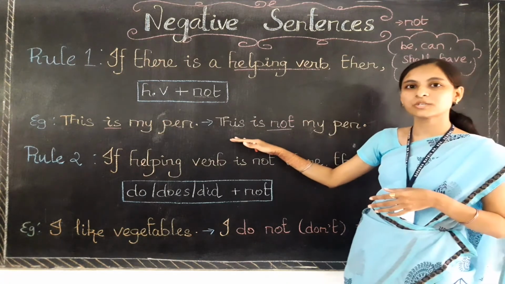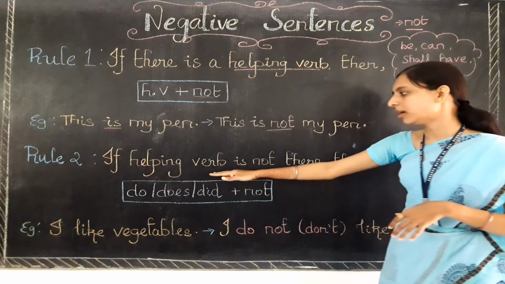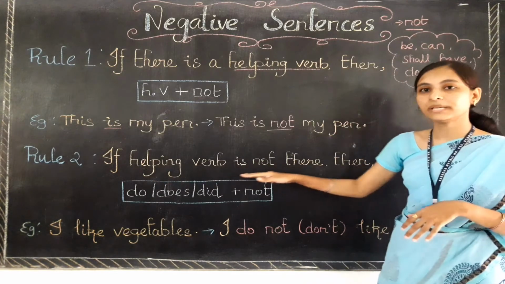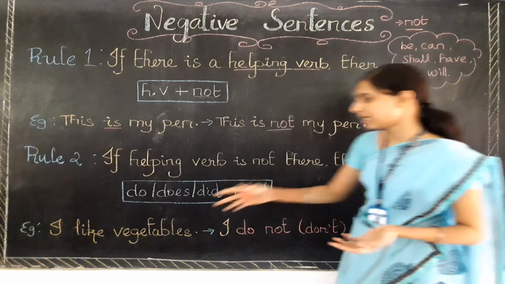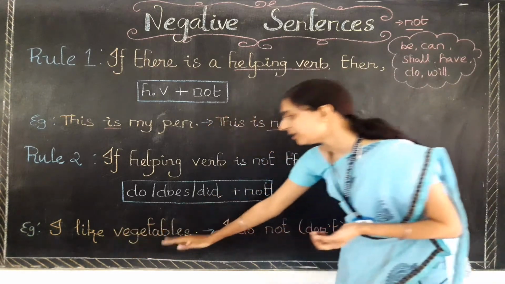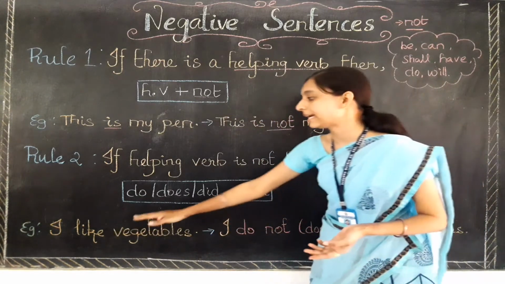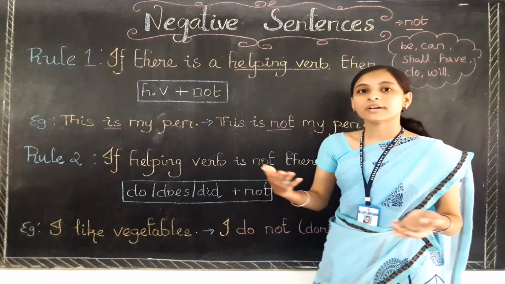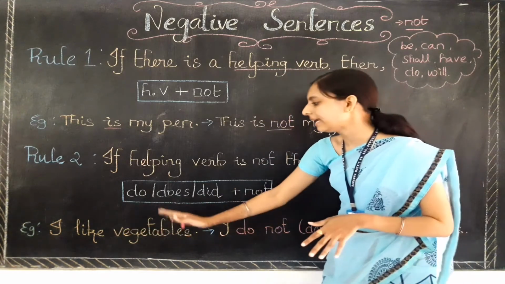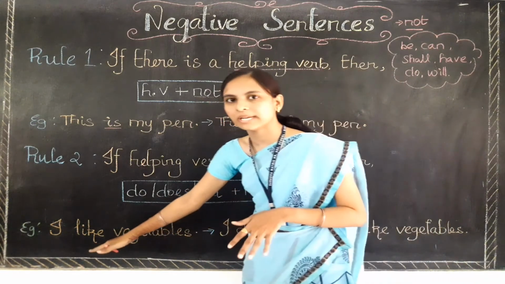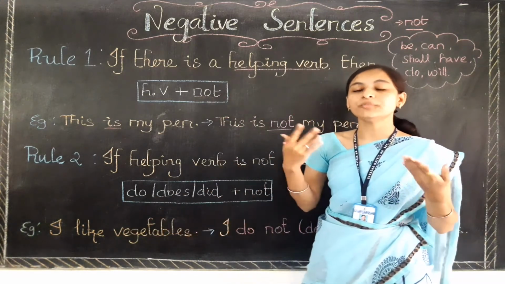Are you clear with the first rule? Okay, let's go to rule number 2, that is, if a helping verb is not there, then what do we need to do? See the example: I like vegetables. Here I can't see any helping verb like can, do, have, is, am, or anything. There is only a main verb. If there is no helping verb, what do we need to do?